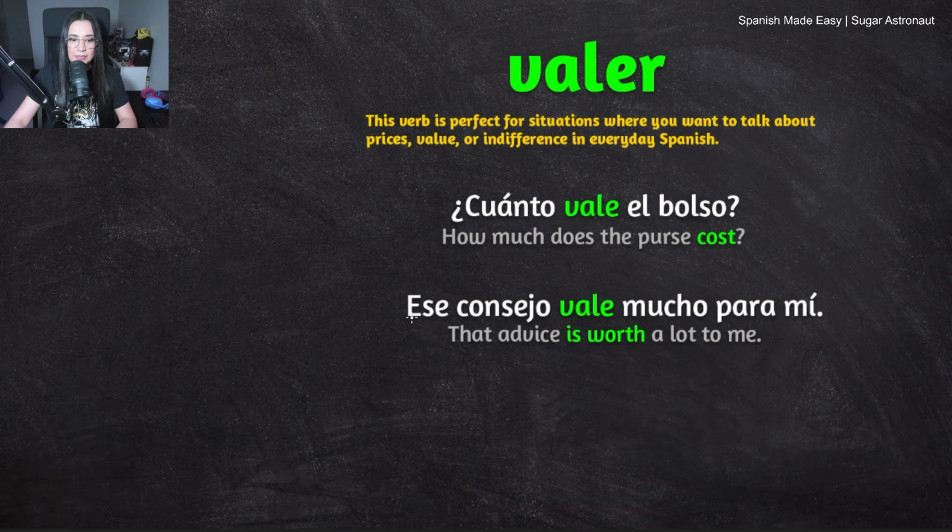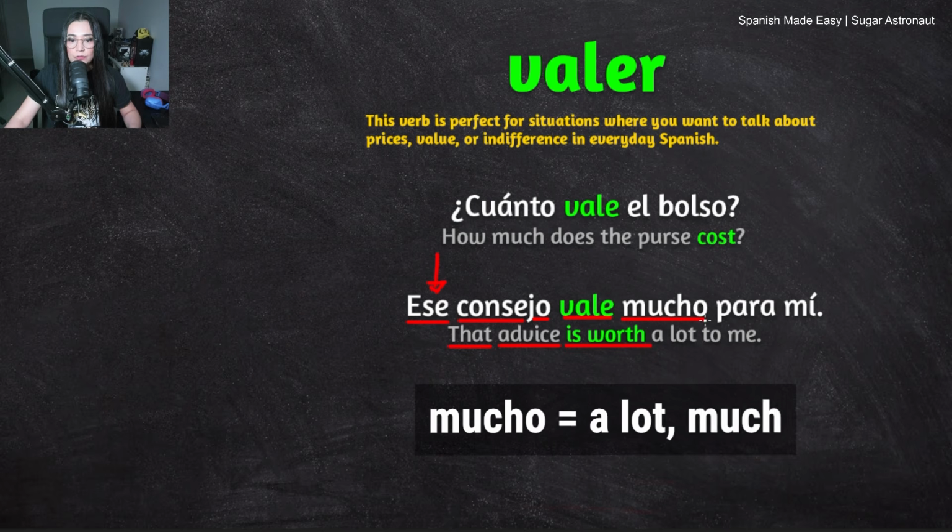Okay, so let's break this down. Let's see what this sentence means. Ese means that. Consejo is a noun and it means advice. It's also a masculine noun. That's why we're using ese. Okay? Then we have vale. We have the verb valer, and that means is worth. Because valer can mean to be worth.